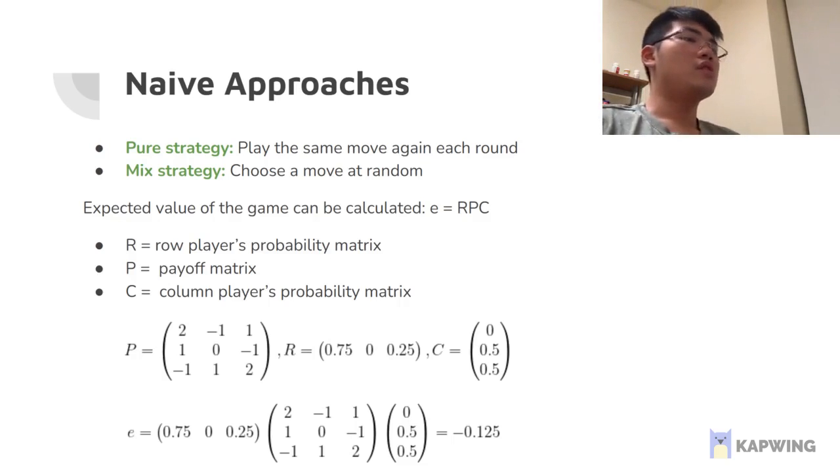Here we have the payoff matrix P that describes the current state of the game. We have the probability matrix of the row player. We can see that they would play the first move 75% of the time and would play the third move 25% of the time. This person does not play the second move ever, and we can see the column player's preference as well.